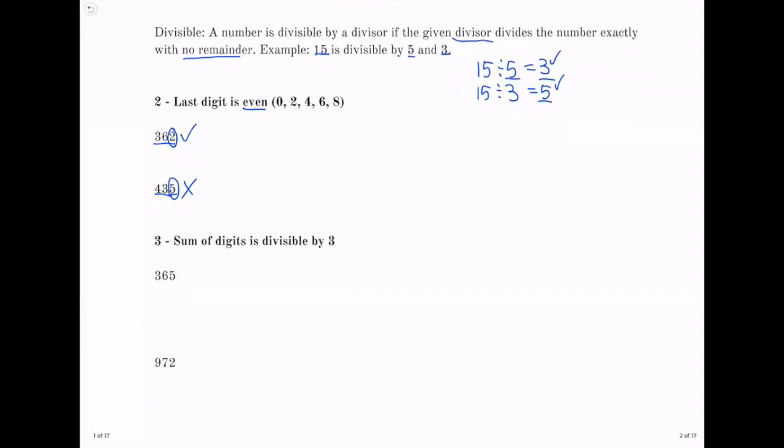So are there any questions for the divisibility trick for 2? No.